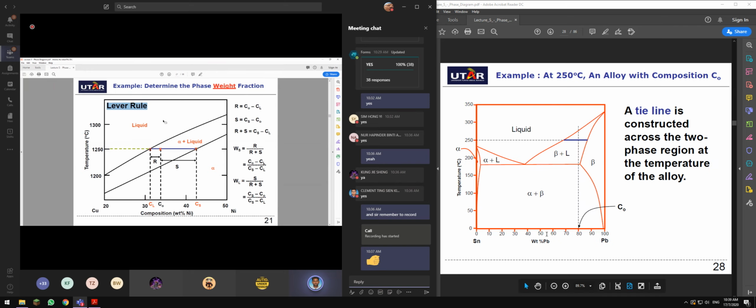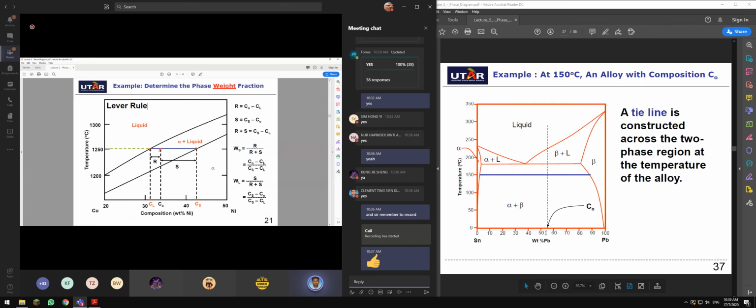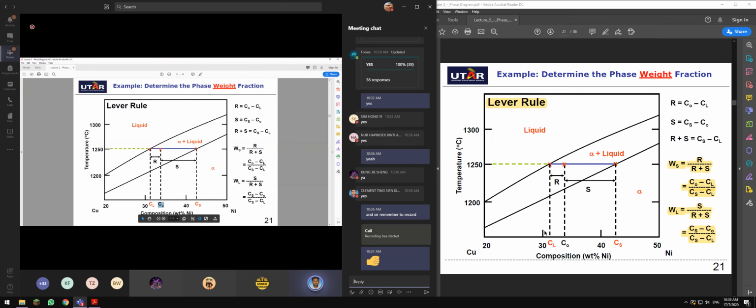Okay, just a quick recap for lever rule. For example, this is your initial composition CO at 1250 temperature, and the question asks you what is the weight fraction of liquid and what is the weight fraction of alpha solid at 1250. So what you need to do is draw a tie line. At first you can find the composition, then when you want to find the phase weight fraction, you use lever rule. This is R, this is S.